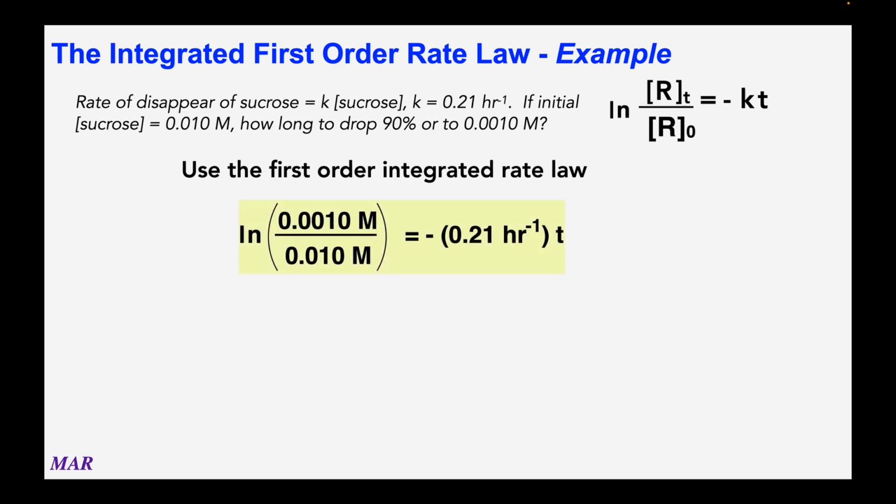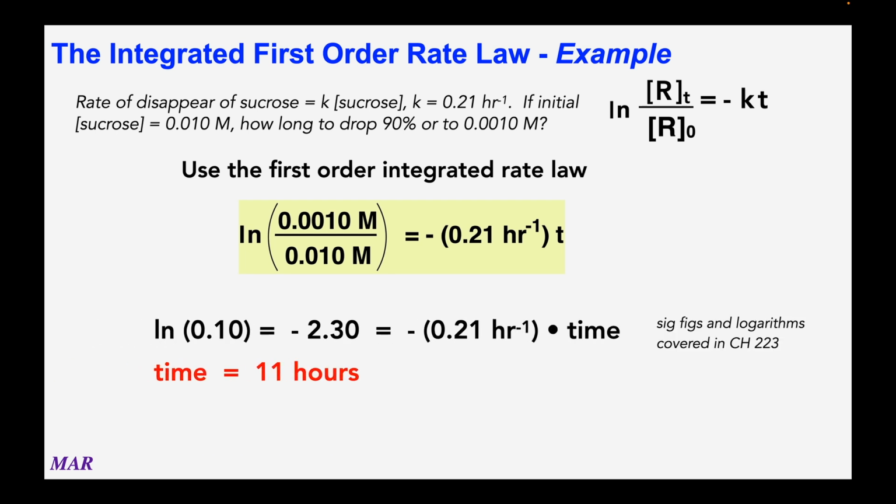So R0, how much we started with, is 0.010. Rt, how much is left. We want to know how long it takes to get to 90% decomposition, or down to 10%. That's 0.0010 moles per liter. We know that k is 0.21, so the only thing here we don't have is t. So the natural log of 0.0010 divided by 0.010 in your calculator should come out to be minus 2.30. Try that, and make sure that you're getting that value, because if you're not, there's something else going on. Don't use LOG, use the LN button. But if you get minus 2.30 for that part, you're good to go.